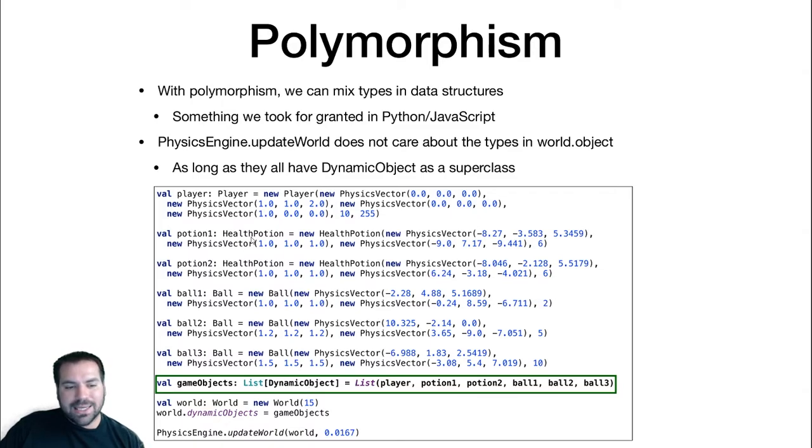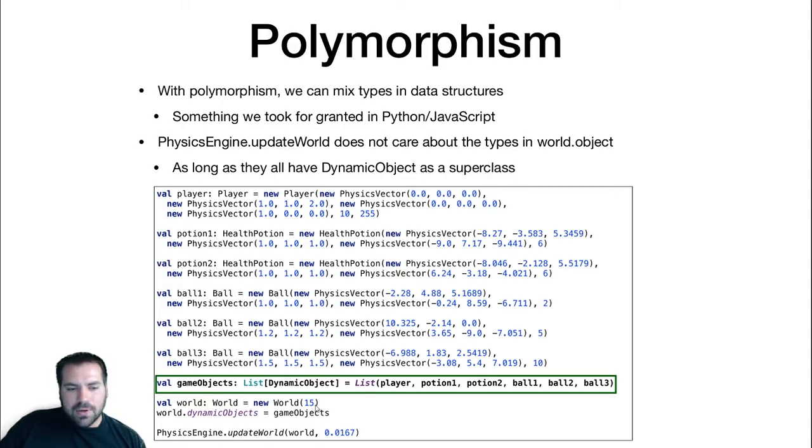A health potion is a dynamic object, so we can use it wherever dynamic object can be used. So now we have 3 different types in this list. All those types extend dynamic object, either directly or indirectly. So this is valid code. This compiles, this works, this runs, this is great. So we have this list of dynamic objects with game objects, which has 3 different types in it.